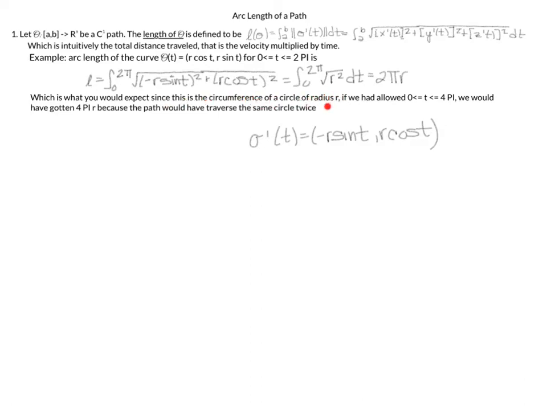Also note, if we had allowed t to go from 0 to 4 pi, if we had integrated from 0 to 4 pi here, we would have gotten 4 pi r, which is also what we would have expected because we will have gone around the circle twice. We will have traversed the path twice.